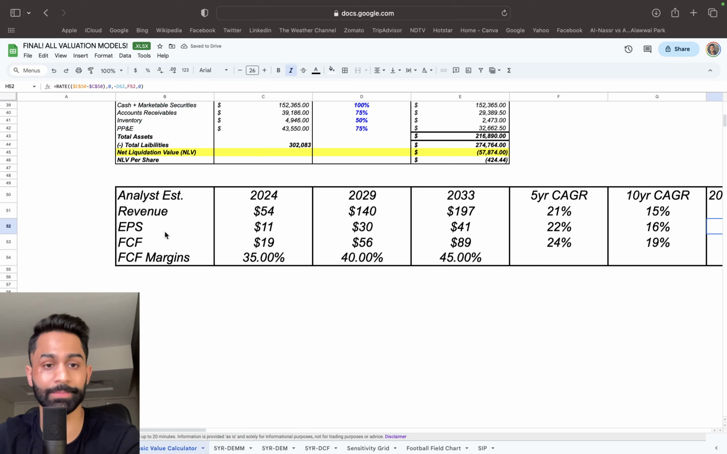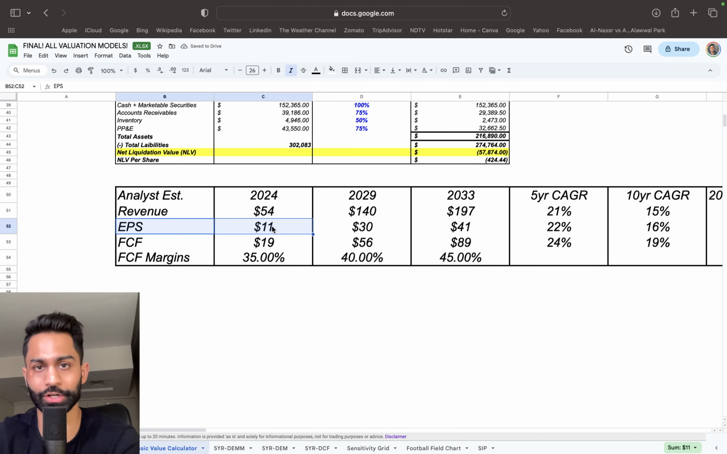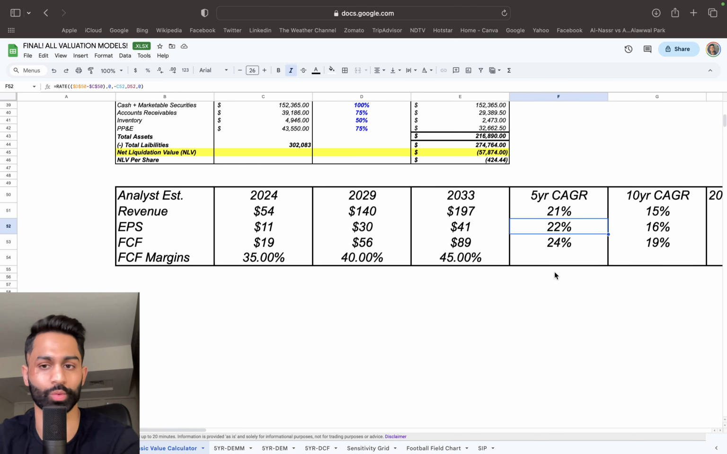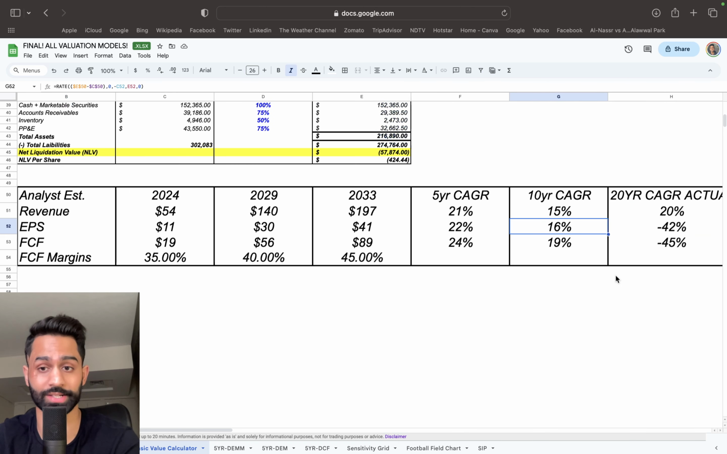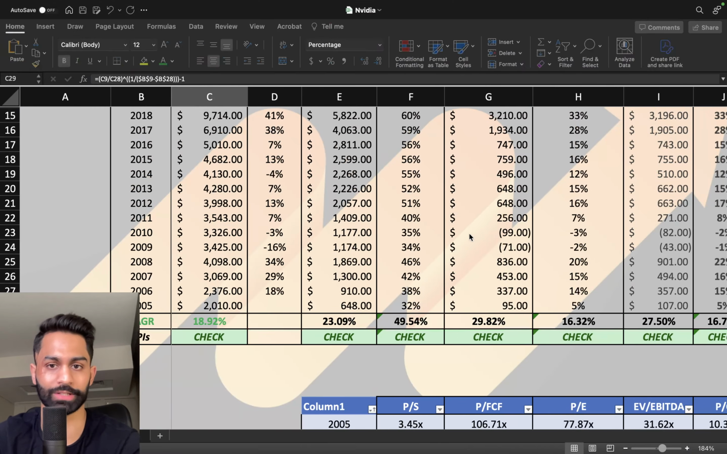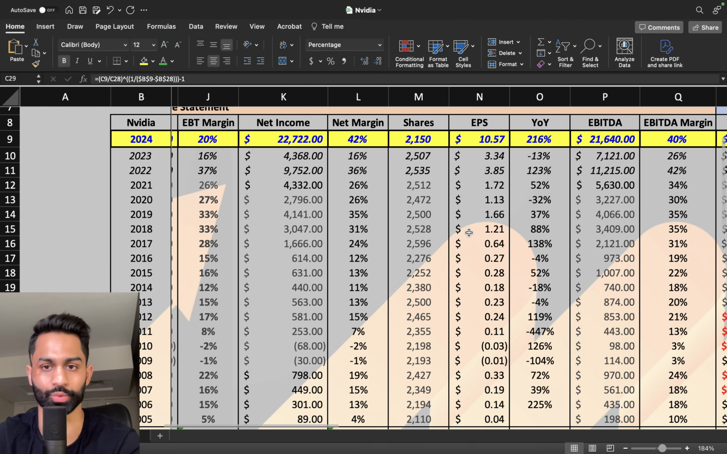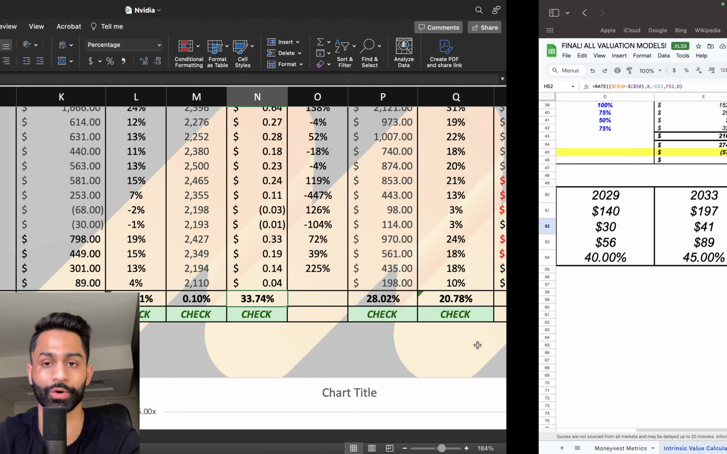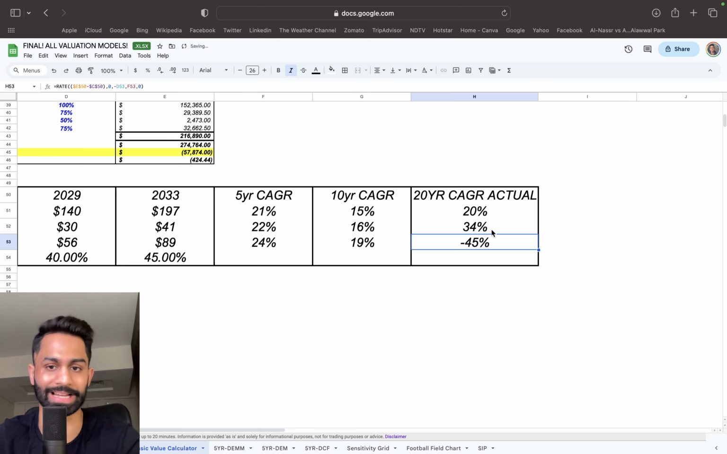Now, next comes EPS, earnings per share. Just shy of $11 per share expected, then rounded up to $30 in 2029, and then $41 by 2033. That's a 5-year CAGR of 22% and a 10-year CAGR of 16%. And then we can put down the actual number over the last 20 years. If you come over to earnings per share, we're looking at 33, rounded up to 34% growth over the last 20 years.